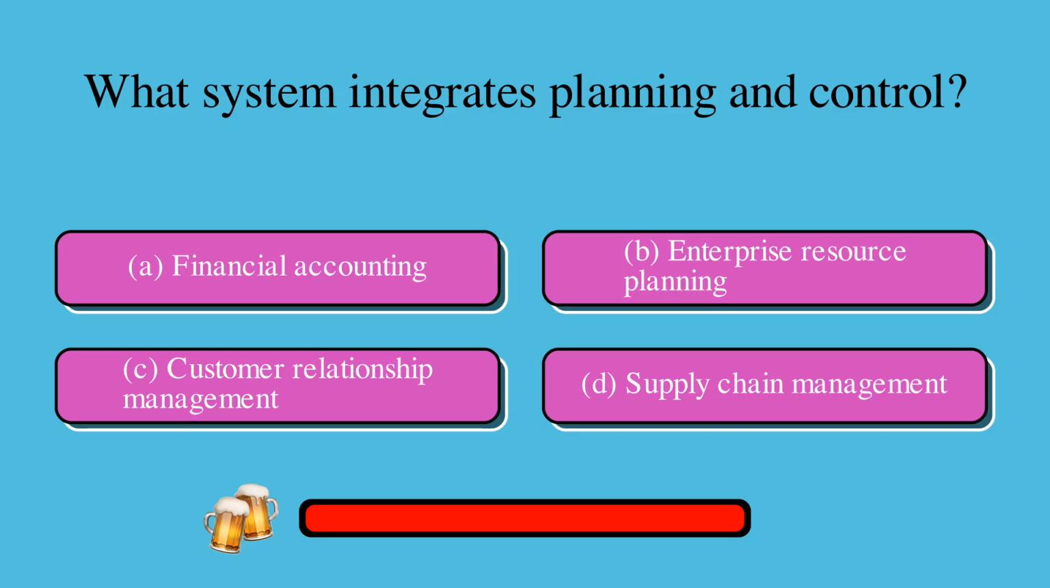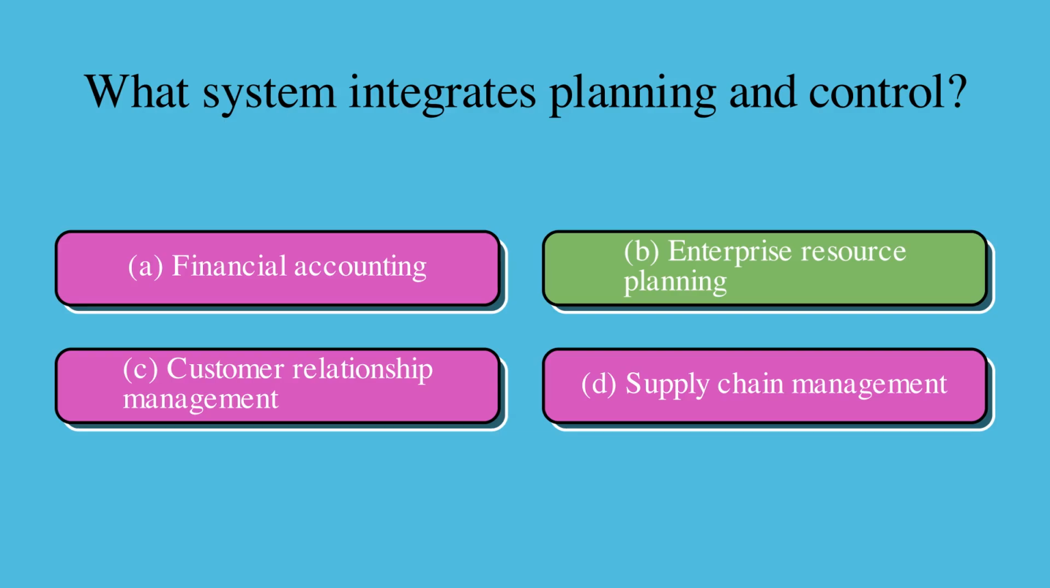What system integrates planning and control? Is it A, financial accounting, B, enterprise resource planning, C, customer relationship management, or D, supply chain management? The correct answer is B, enterprise resource planning.